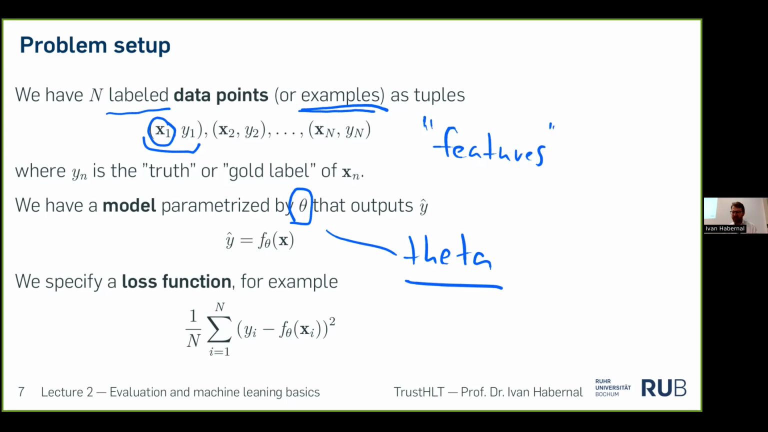Because then the output is some function of the input. Okay, sure, there's a function. So we plug something into the function, and the function outputs the label.